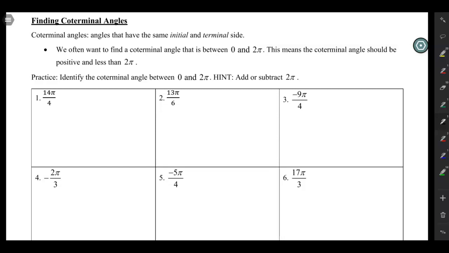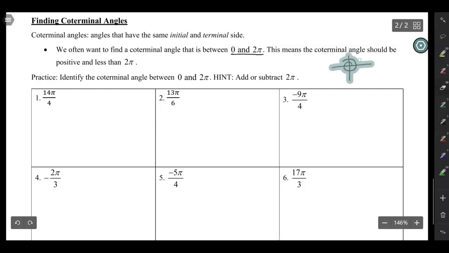So oftentimes what we want to do is find a coterminal angle that's between 0 and 2 pi, which means that the coterminal angle would be positive and less than 2 pi. The reason we care is that if we go smaller than an angle of 0, then we're going to have a negative angle, which isn't incorrect, it's just not necessarily preferable. And anything bigger than 2 pi would mean that we had at least one extra loop in there. So we basically are going to try to find coterminal angles that are positive and that don't have any extra loops in them.